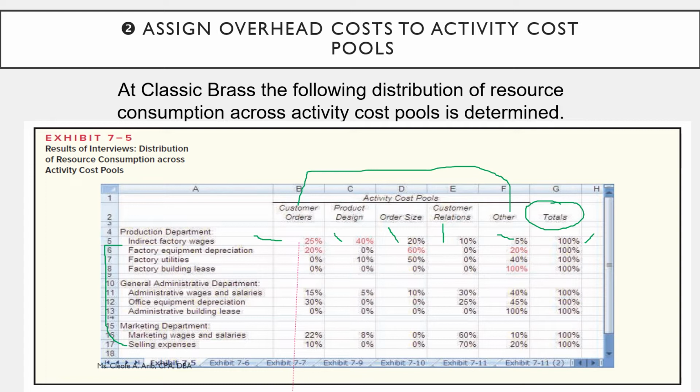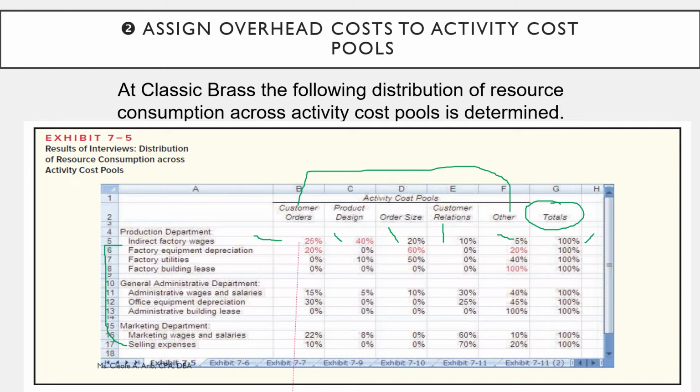Next is another example. Here, you have your factory equipment depreciation. You can interview your plant manager. You can ask him or her key questions such as, what percentage of the available machine capacity is consumed by each activity, such as the number of customer orders or the number of units processed?